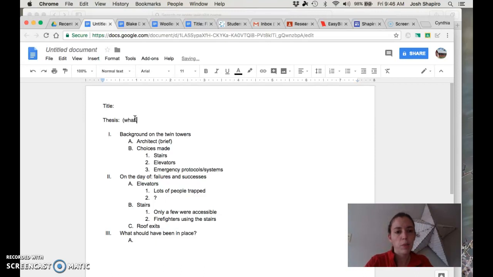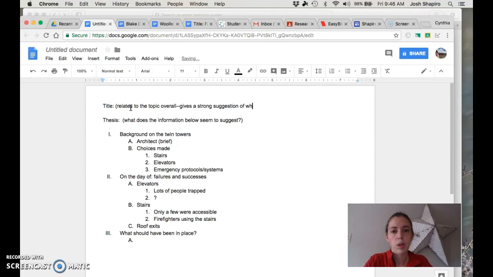That is your thesis statement. What does the information below seem to suggest? Of course, this is a research paper, so none of it is going to be in first person. You're going to state your findings as fact, right? With no I in there. And then you'll go ahead and title it something that relates to the topic overall, that gives a strong suggestion of what the reader will encounter in your paper.